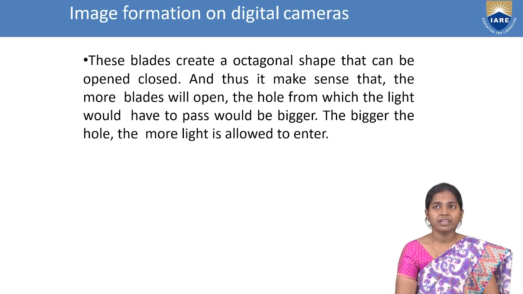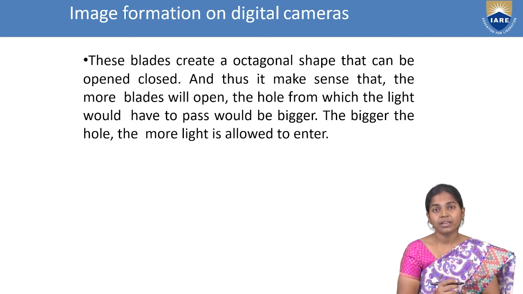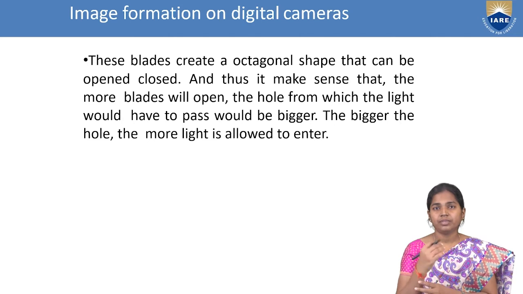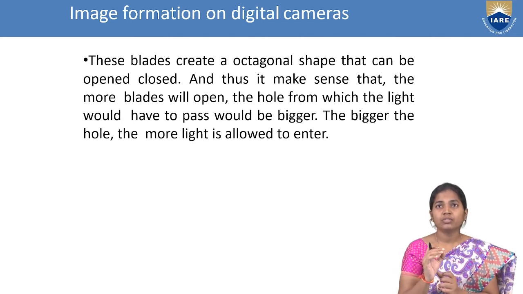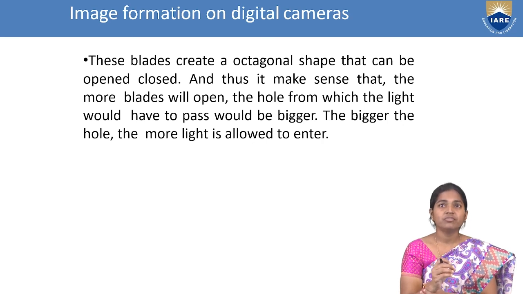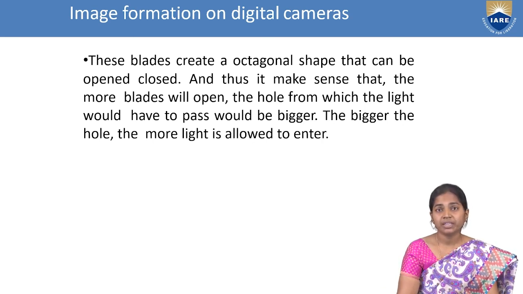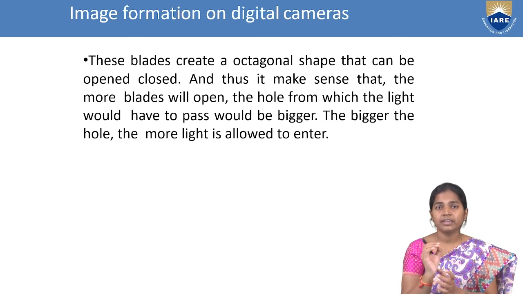If we are observing the front of our camera, it consists of a number of blades in an octagonal shape. The more blades open, as you rotate it, the bigger the hole through which light can pass. So when it is opened maximally, the maximum light enters our camera. The bigger the hole, the more light is allowed to enter.